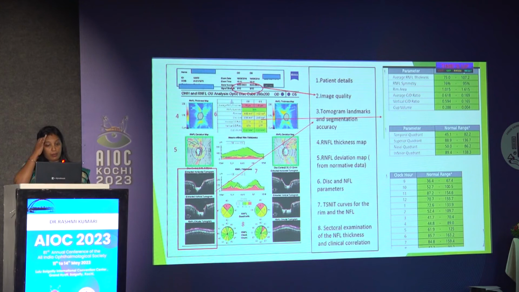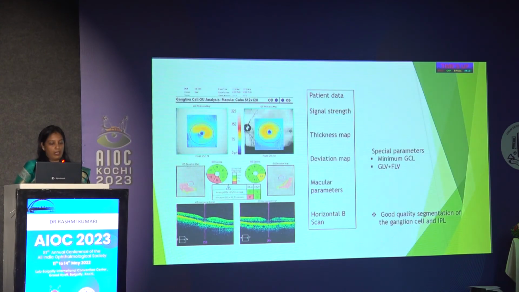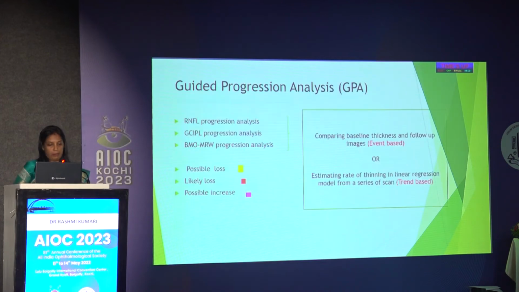And this is the disc and NFL parameters, which have been shown in this graph. Every machine has its own database with which the data of the patient is compared and is given a red, green, or yellow color depending upon the amount of deviation from the normative database. Coming to the macular scan, again the patient data, signal strength, thickness map, deviation map, macular parameters, and horizontal B scan. All parameters need to be rechecked while interpreting the map.